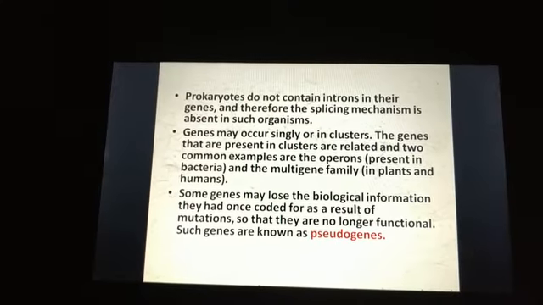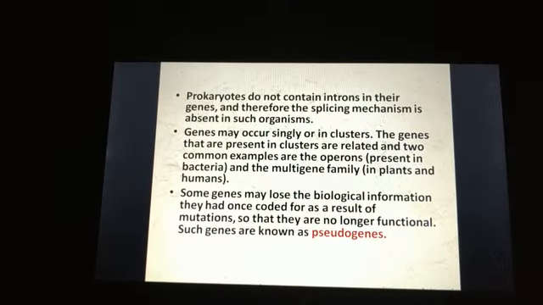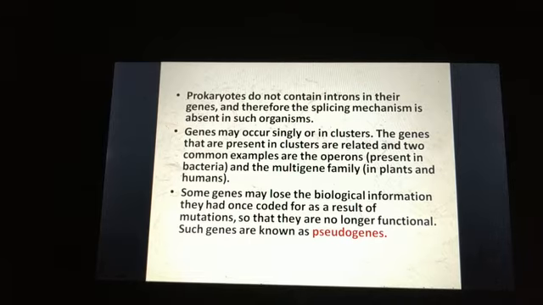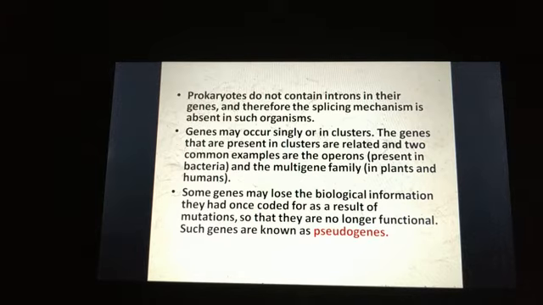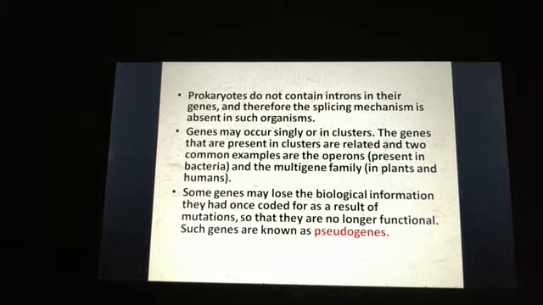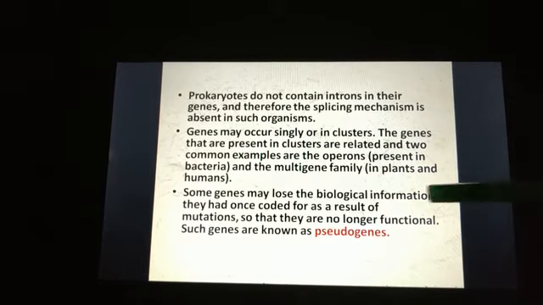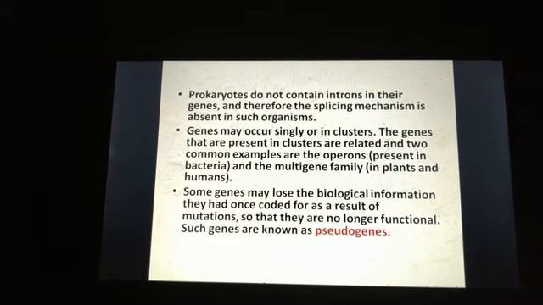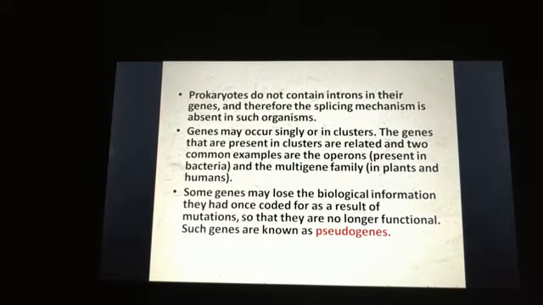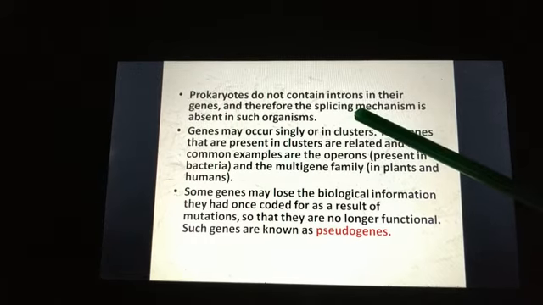Now prokaryotes do not contain introns in their genes. Therefore, the splicing mechanism is absent in such organisms. Since prokaryotes do not contain any introns, splicing will not occur in them. But in eukaryotes, like us, splicing takes place. You can say that RNA splicing occurs in eukaryotes.